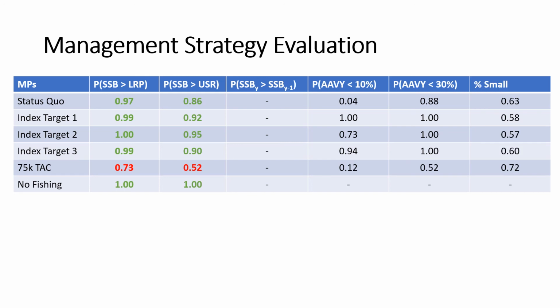Finally, the last performance metric shows the average percent of small fish in the catch. The status quo MP had the largest percent of small fish, while the 3 index target MPs had slightly fewer small fish.